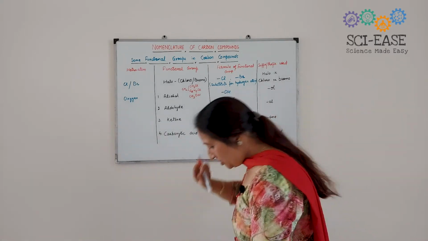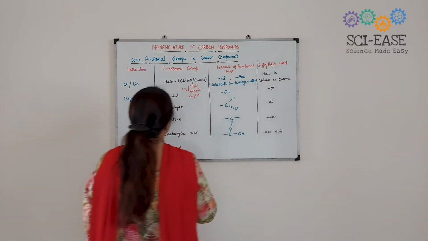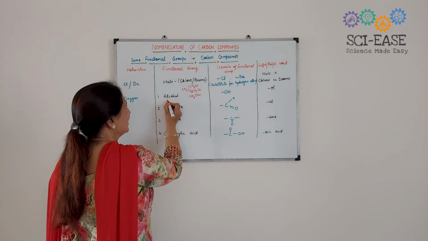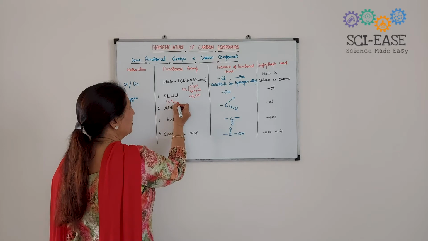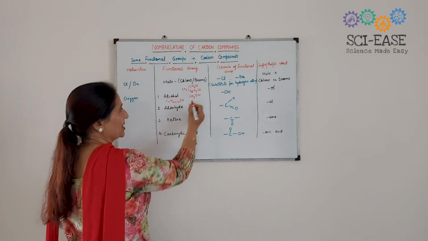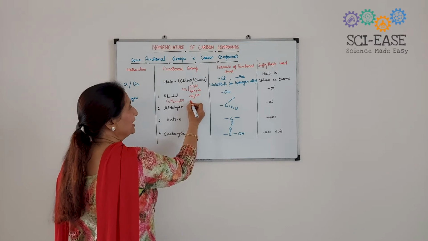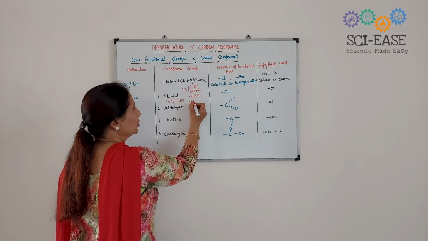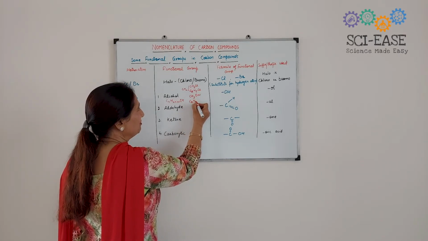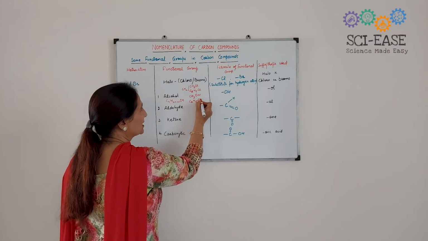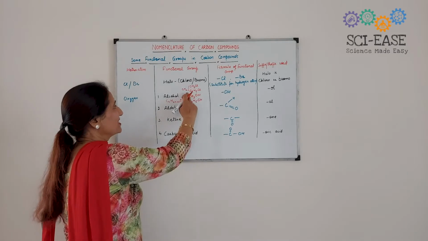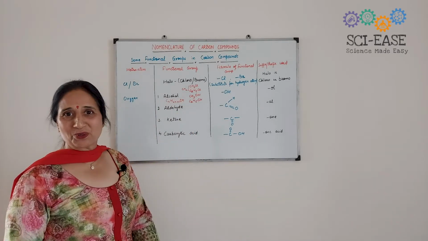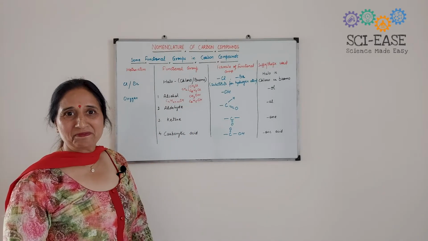Now, here the general formula for alcohols is CnH2n+1OH. So, the next member, ethanol, C2H5OH. Again, this is the homologous series. There is a difference of CH2 group here.